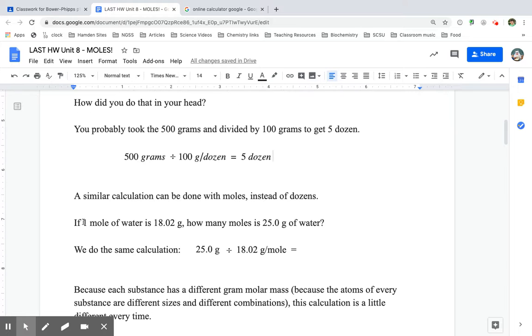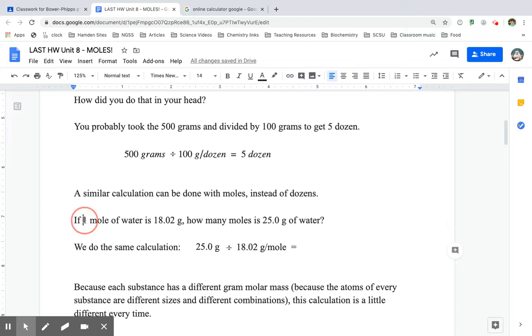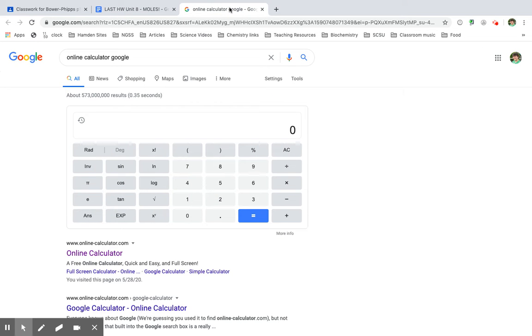So if 1 mole of water is 18.02 grams, right? We figured that out in the last homework. How many moles are there in 25 grams of water? So just like before, we take that total mass, 500 grams before, now the 25 grams, and divide it by the gram molar mass. This was the 1 dozen mass, but here we have the 1 mole mass. 1 mole of water is 18.02 grams.